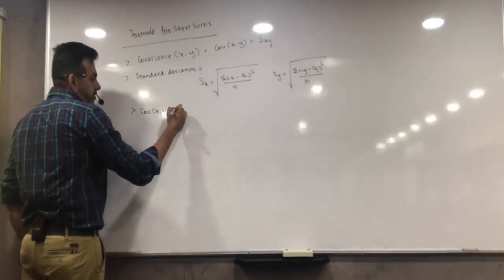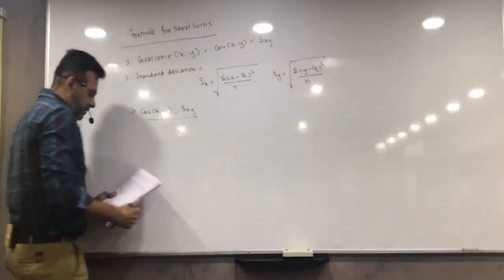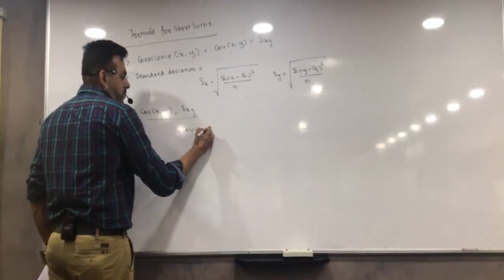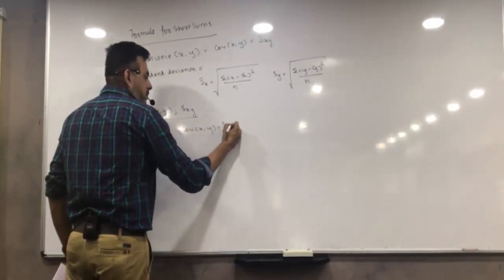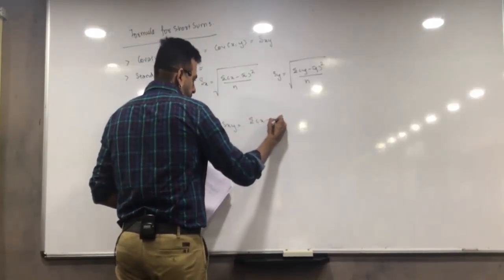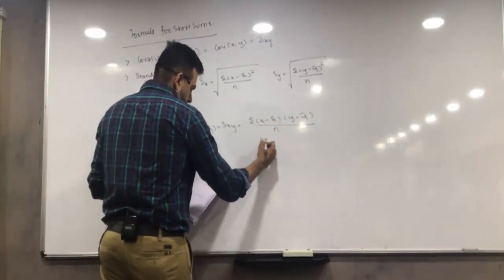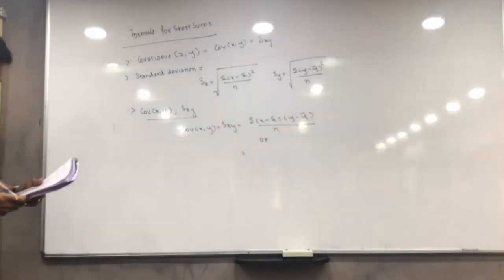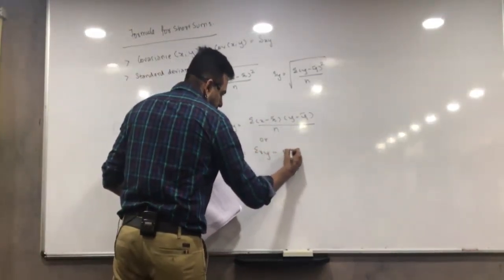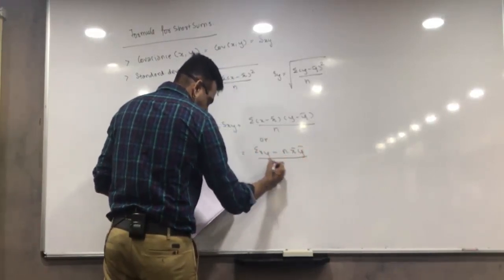Covariance x comma y or SXY. Various formulas are there for this: sigma x minus x bar, y minus y bar upon n, or sigma xy minus n x bar y bar upon n.